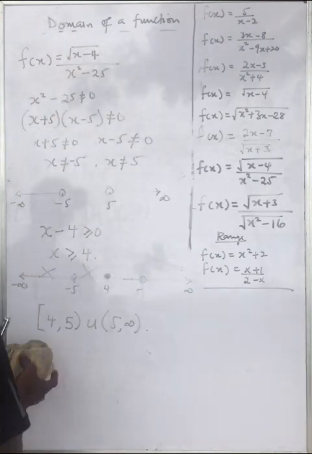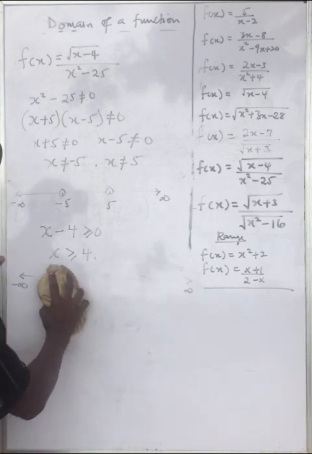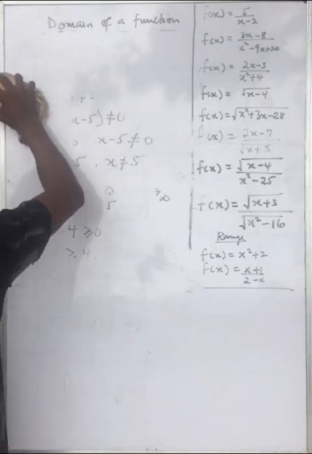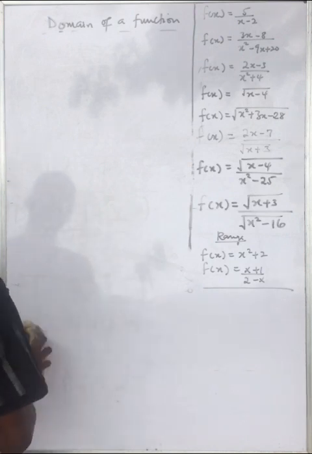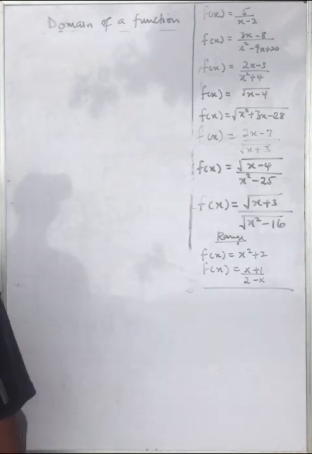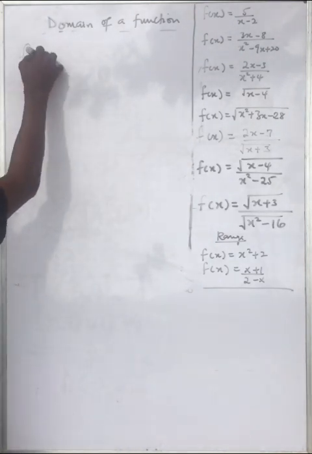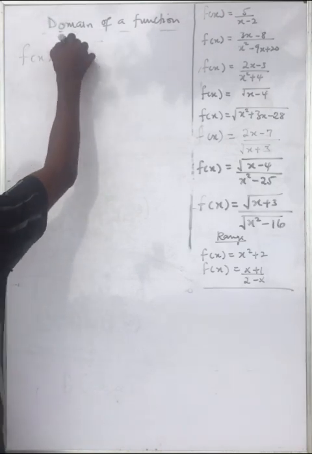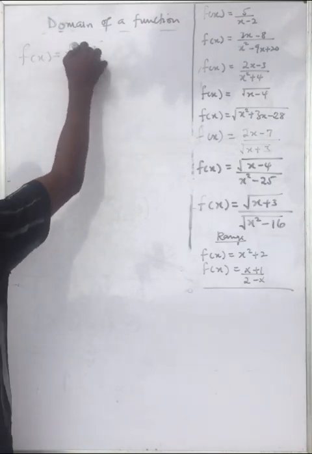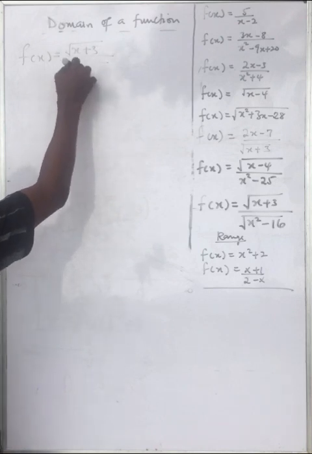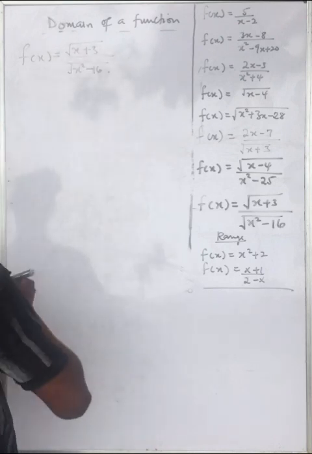Now let's solve the last problem. That last problem looks a little bit tricky. That means you need to understand it before approaching it. So in order to solve that problem, f of x is equal to the square root of x plus 3 over the square root of x squared minus 16.